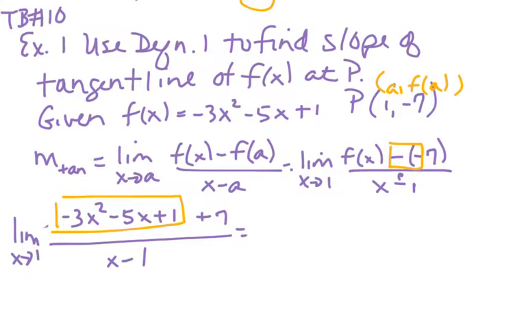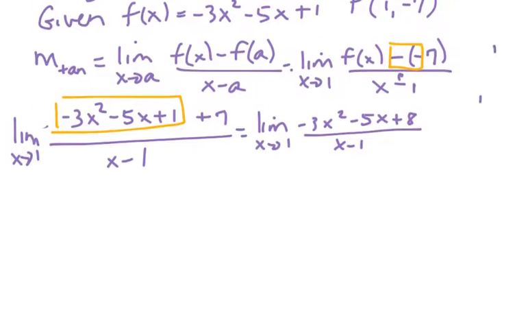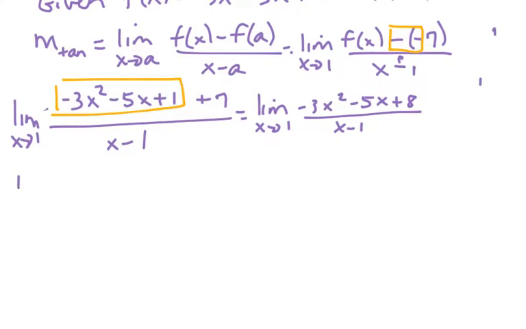Okay, let's algebraically combine the constants and see what we can do as far as handling the limit of a rational function, which you have the skill now to be able to do. This is minus 3x squared minus 5x, and this would be plus 8, over x minus 1. And I can see a factoring going on here. See if I can factor this, and I do believe that I can.